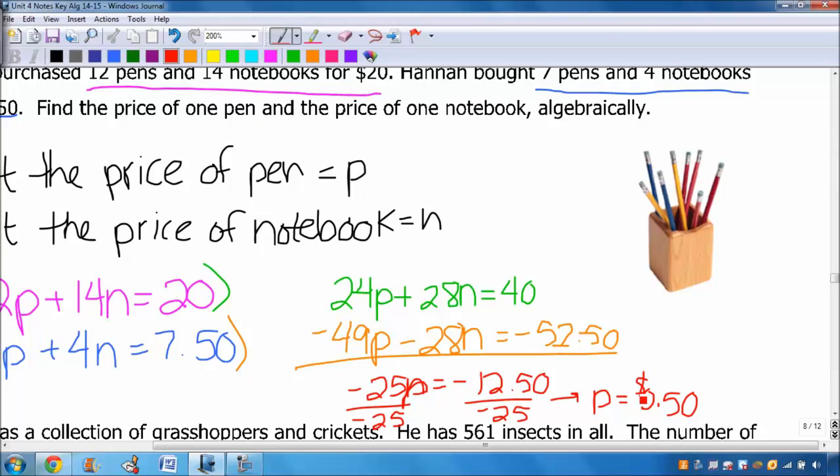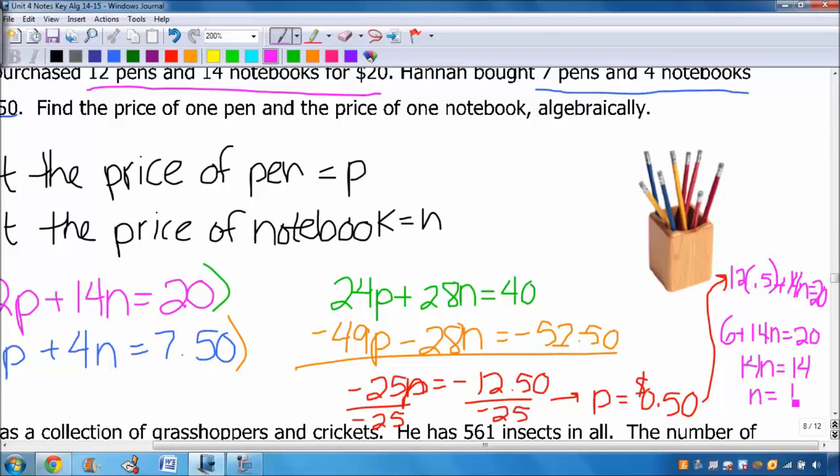Well, now that I know what p is, I can plug it into any equation I want to solve for n. So I will plug it into the top equation. Just going to arbitrarily, randomly choose an equation to plug it into. So I'm going to say 12 times 0.5 plus 14n equals 20. Okay, so then 12 times 0.5 is 6, so I get 6 plus 14n equals 20. So that means that 14n equals 14, because I can subtract 6 from both sides, which means that n equals 1. So then at the end, once you figure this all out, I can say that n is $1 and that the price of the pen is 50 cents.